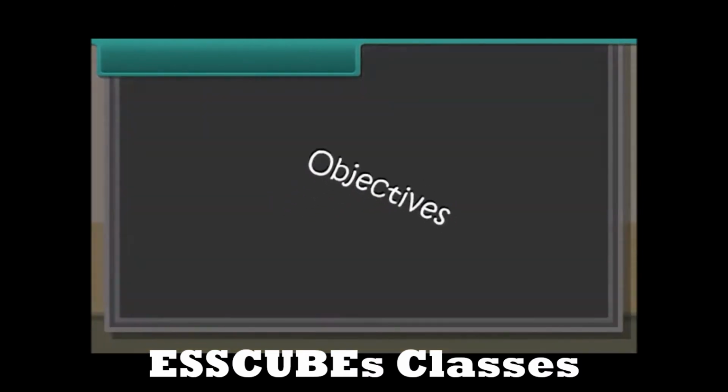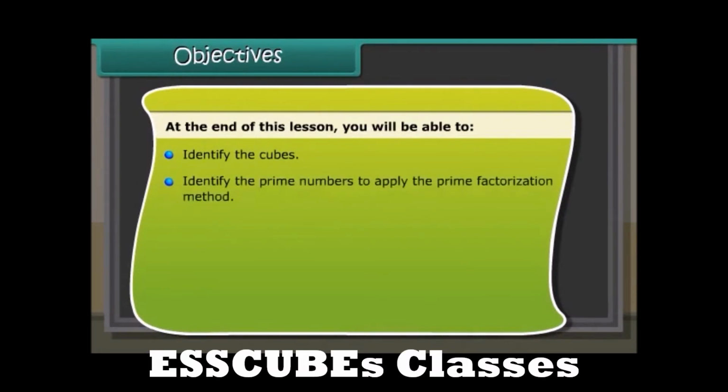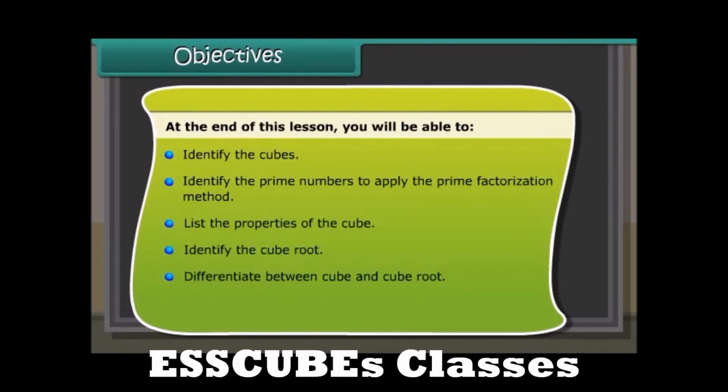Objectives. At the end of this lesson, you'll be able to identify the cubes, identify the prime numbers to apply the prime factorization method, list the properties of the cube, identify the cube root, differentiate between cube and cube root, calculate the cube root of a perfect cube without using prime factorization.